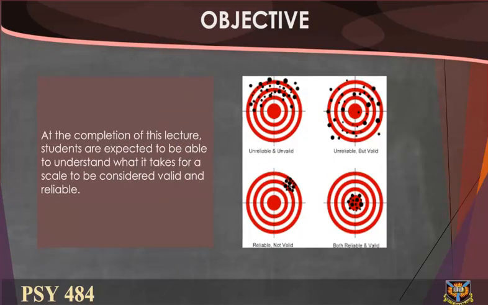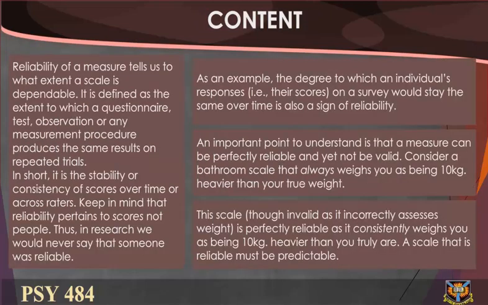Objective. At the completion of this lecture, students are expected to be able to understand what it takes for a scale to be considered valid and reliable. Content. Reliability of a measure tells us to what extent a scale is dependable. It is defined as the extent to which a questionnaire, test, observation, or any measurement procedure produces the same result on repeated trials. In short, it is the stability or consistency of scores over time or across raters.